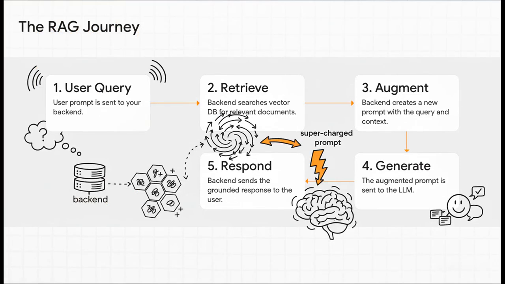Okay, here's the full journey with RAG in the mix. Step 1, the user's query hits your backend. Step 2, and here's the magic, your backend doesn't just pass it along. First, it queries a special vector database, which is really just a database that's great at finding similar concepts to pull out the most relevant info. Step 3, it combines that info with the original question to create a new, supercharged prompt. Step 4, that augmented prompt gets sent to the LLM. And finally, the LLM generates a super relevant, fact-grounded answer which your backend then passes back to the user.